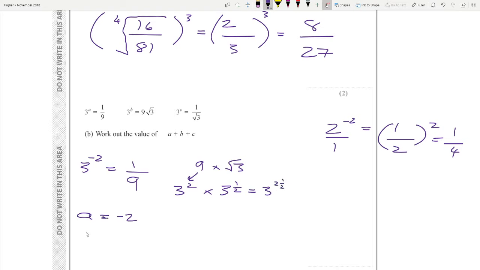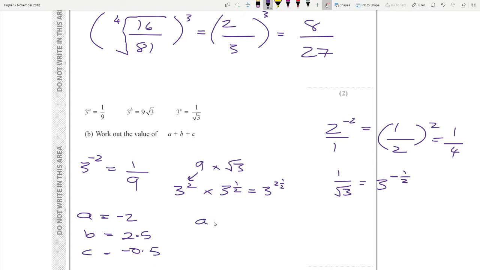So B is 2.5. The last one, 3 to the power of C is 1 over root 3. So if you have 1 over root 3, we start with 3, we can see it's inversed, it's flipped like we said earlier, so we know it's going to be a negative. And because you're finding the square root of it, you know that's going to be a half. So therefore C equals minus a half, minus 0.5.